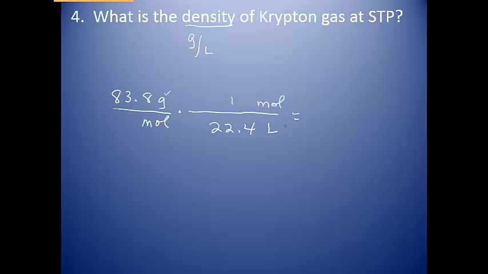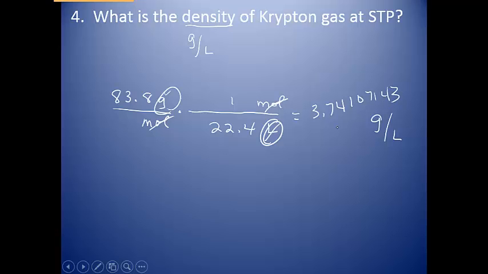Liters doesn't go away. We don't want that to go away. We want moles to go away. We want liters. We want grams. Sorry about that. When we divide these, we are going to get 3 point and several numbers. Again, significant digit wise, we are allowed 3. 83.8 has 3 in it. And so 3.74, the 1 is not going to affect our answer. So 3.74 grams per liter. And that would be a density.